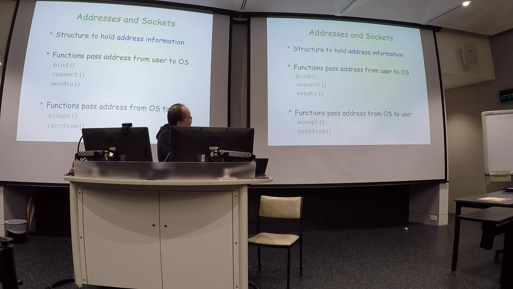Another example is the receive from function. This receive from function is used by the UDP protocol. So as a UDP server, for example, if I want to receive a datagram from the UDP sender, the UDP client, in this case I can use the receive from function. And whenever I receive the datagram, this function will return. And as a result, I can find out who sent the datagram to me, right? So therefore, this function can also pass a socket address from the operating system to the user.